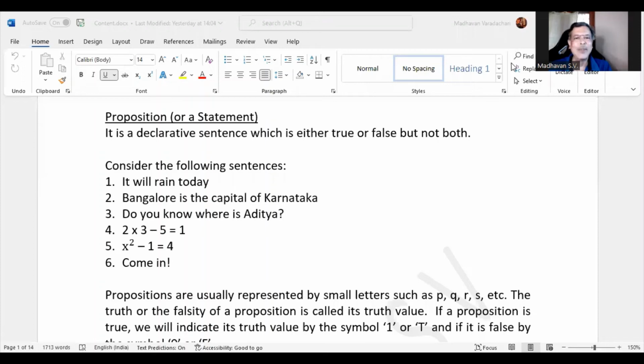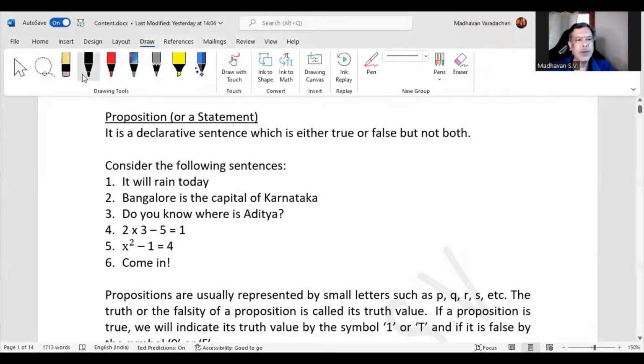Hello everyone. In this video, we'll understand the fundamentals of logic. First, to start with, proposition, also called a statement. It is nothing but a declarative sentence which is either true or false, but not both. It will rain today. So that is basically a statement. So we can say it is a statement or a proposition.